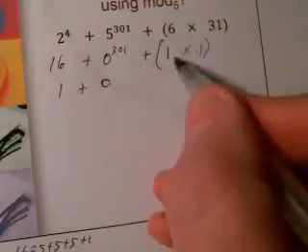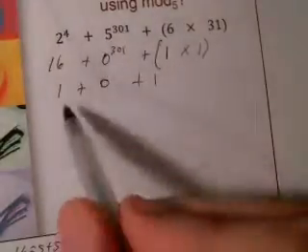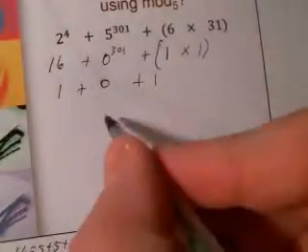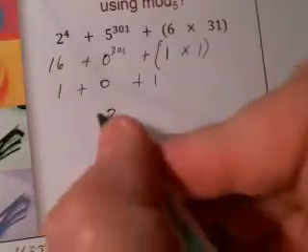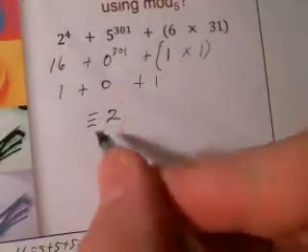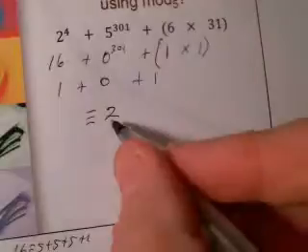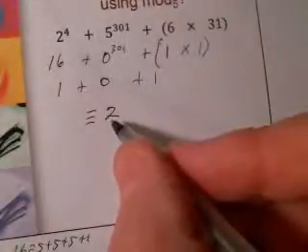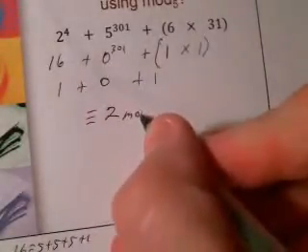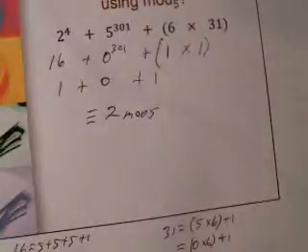Well, this makes this much easier. 1 times 1 is 1. 1 plus 0 plus 1 is, of course, 2. And so we're going to need to have a final answer again with the equivalent sign. 2 is the modulo, and remember the mod 5 as well.